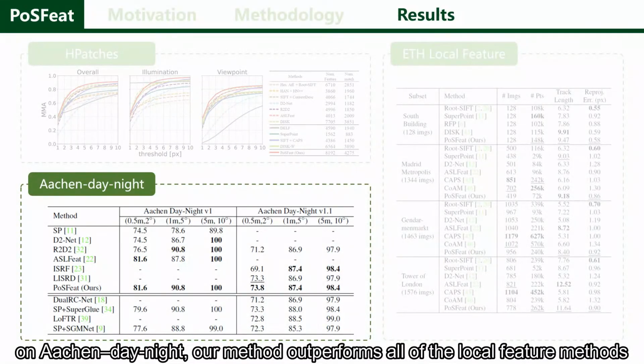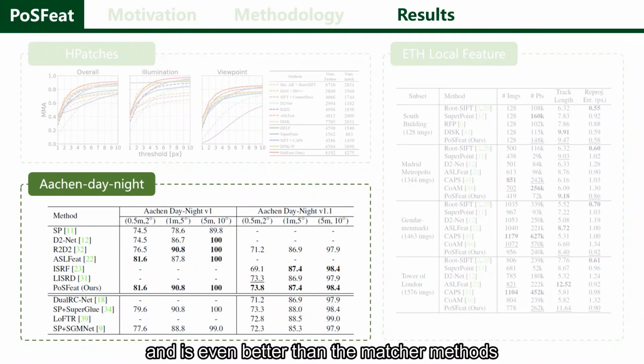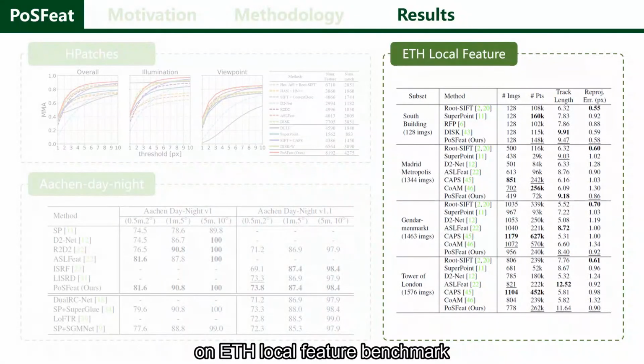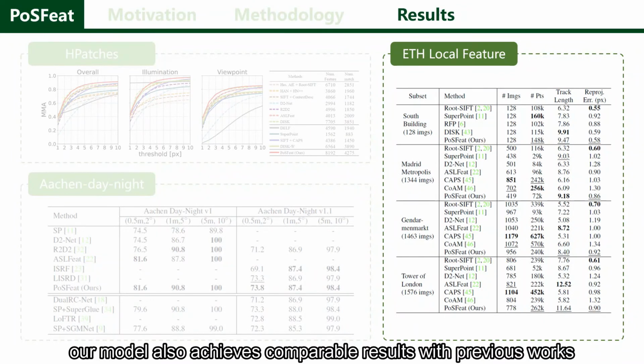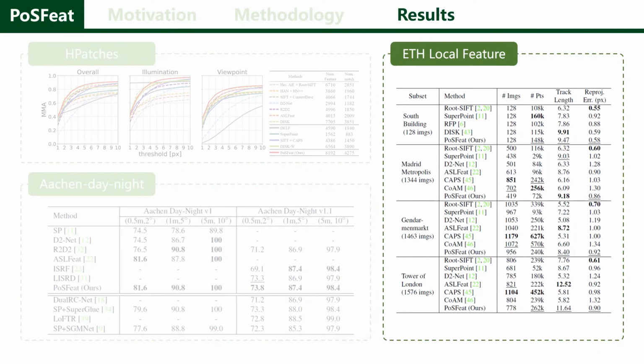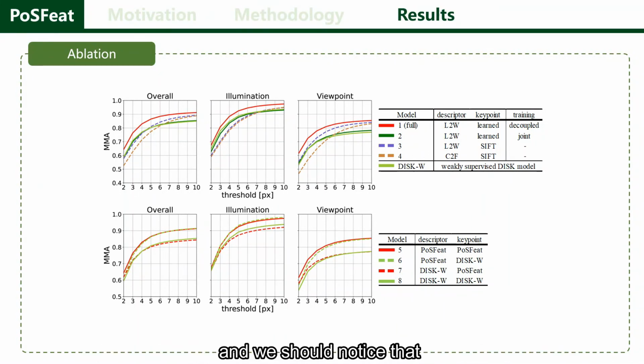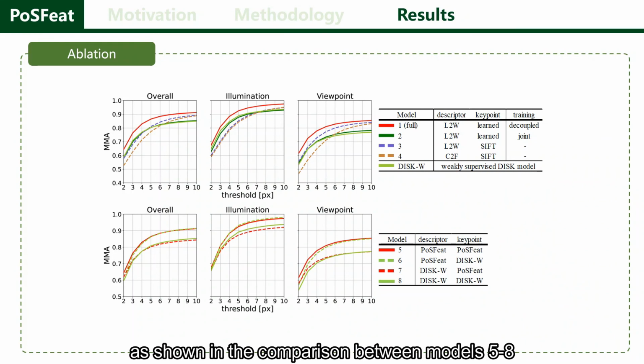On Aachen Day-Night, our method outperforms all of the local feature methods and is even better than the matcher methods. On the ETH local feature benchmark, our model also achieves comparable results with previous works. The ablation study shows the effectiveness of the proposed contributions, and we should notice that the improvement of quantitative performance mainly comes from the better descriptors, as shown in the comparison between models 5 to 8.